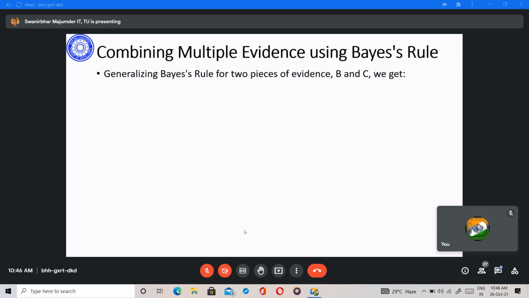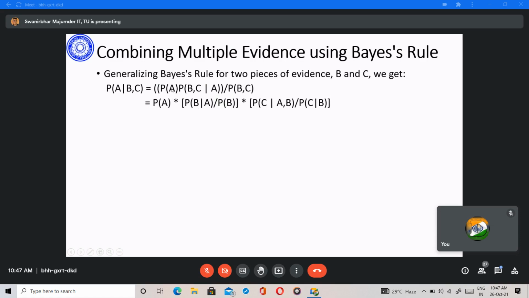So generalizing, if we have two pieces of evidence B and C, the probability of A given B and C is equal to the probability of A times the probability of B and C given A, divided by the probability of B and C. If I take this into account, we can take this probability of A out, and we have the probability of B, C given A, which can be converted into these parts. So this shows how this conditional probability of A is updated with respect to B and C.